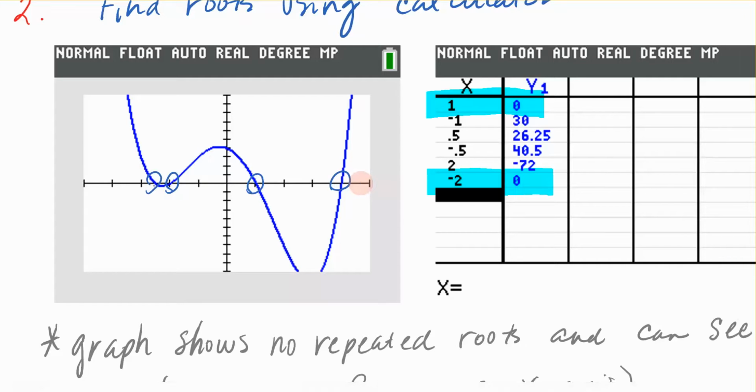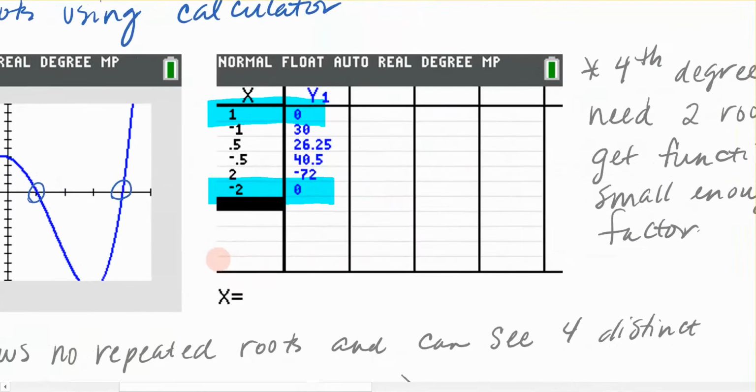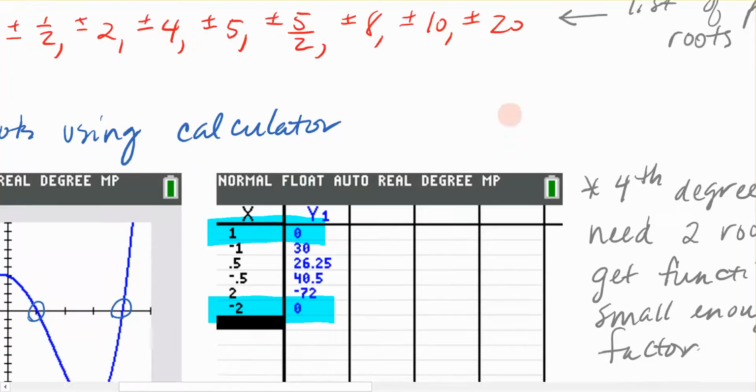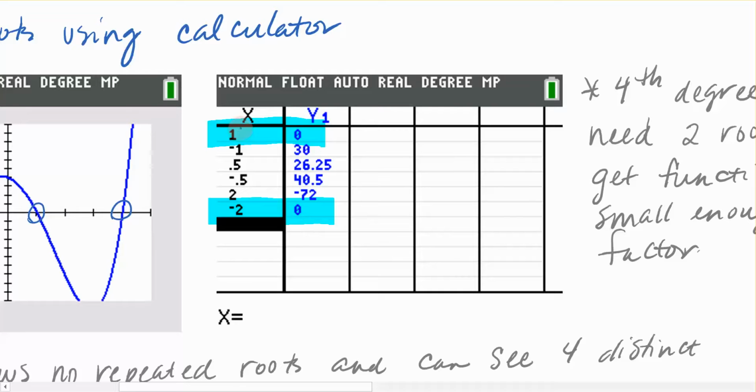And by the way, one other thing: since I can clearly see all 4 roots here, then I know that this function also doesn't have any imaginary roots. So maybe that's important for me as well. So what I do is I go over here to the table of values, and remember we had our list of possible roots up here, and I'm going to plug in just the first one. I plug in the number 1 and I find out that it is a root.